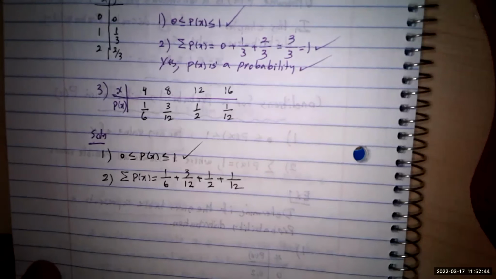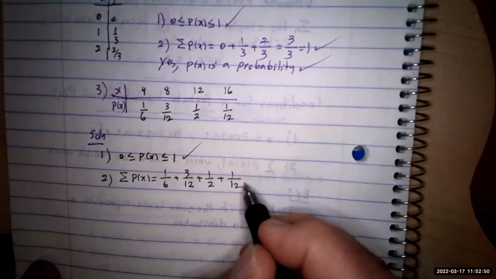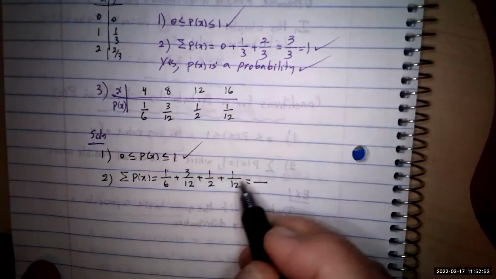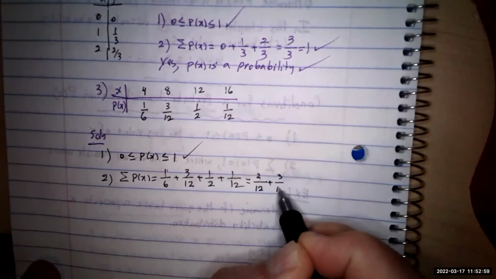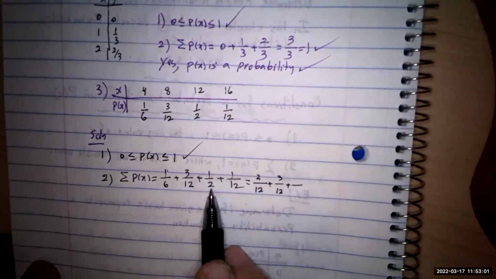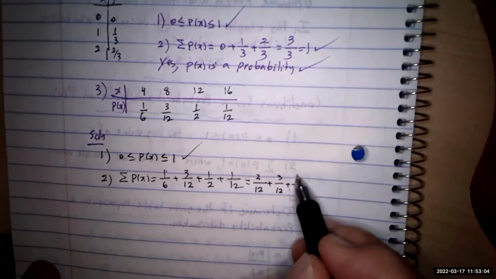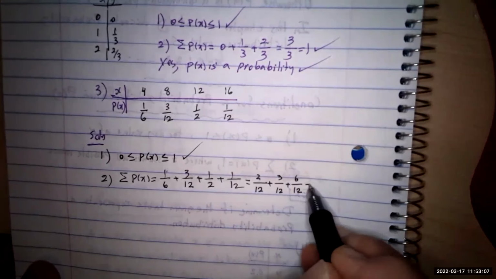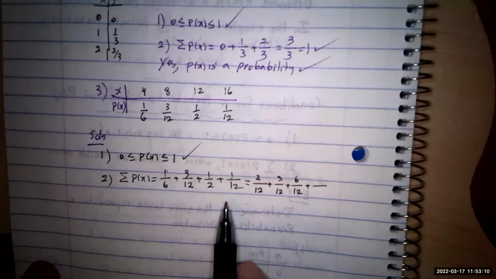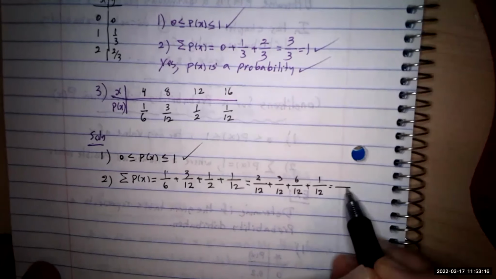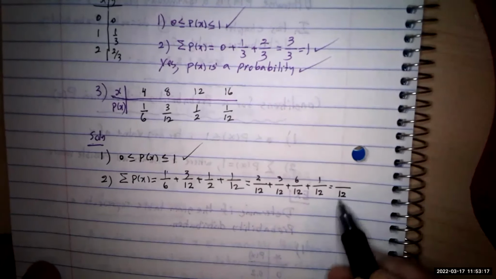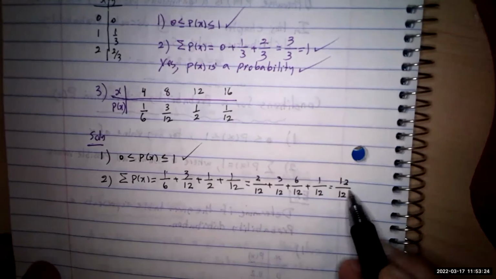The common denominator would be 12, so change the denominators of all fractions into 12. So I multiply the first one by 2, the top and the bottom, so make it 2/12. The next one is 3/12. I need a 12 here, so I multiply the top and the bottom by 6, 6/12. And I need 1/12. So add the top together. 2 and 3 would be 5, 5 and 6 would be 11, 11 and 1 would be 12. 12 over 12 is 1.